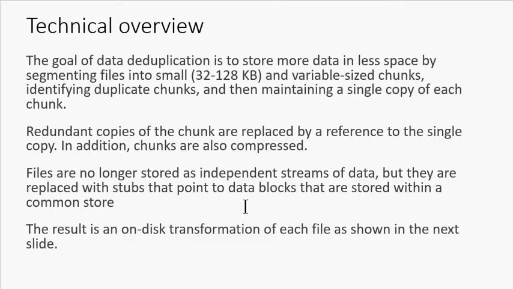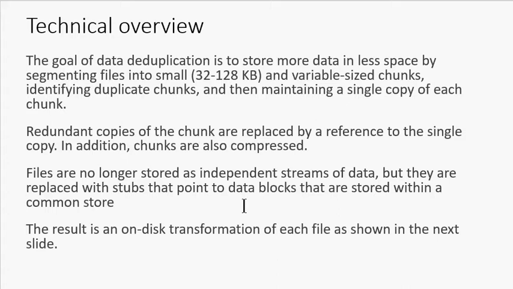Technical overview. The goal of data deduplication is to store more data in less space by segmenting files into small 32 to 128 kilobyte, variable size chunks, identifying duplicate chunks, and then maintaining a single copy of each chunk. Redundant copies of chunks are replaced by a reference to a single copy. In addition, chunks are also compressed.